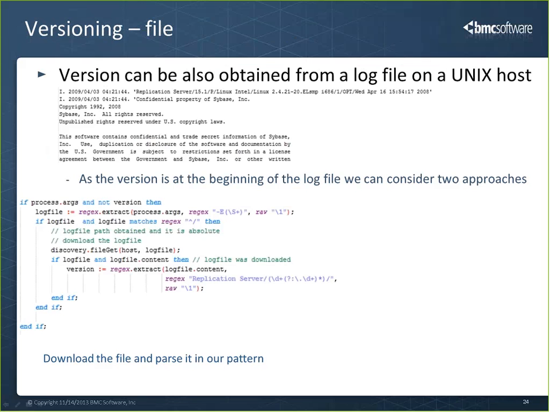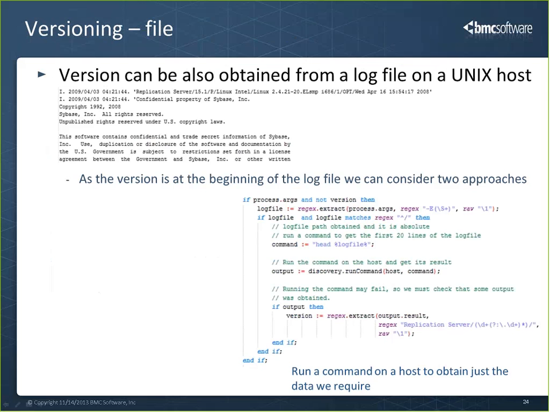One is to download the file and then parse it in our pattern. Now, for this, we would use the discovery.fileget command and then parse the information using a regular expression. Another approach would be to actually run a command on the host in order to obtain just the data we require or a much smaller amount of data. And that's very easy to do on a UNIX host. We could run a head command, which will return the first 20 lines of the file, and then parse the output of that.